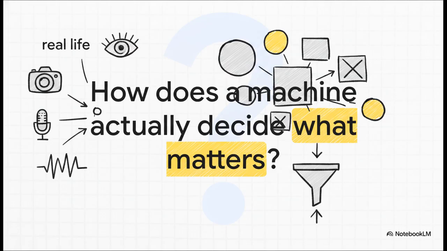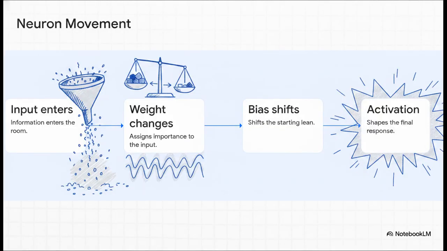But you might be wondering, how does that actually work? If it's just a piece of math, how does it process something from real life? How does it decide what actually matters and what is just background noise? Well, that is exactly the right question to ask, and it works because it follows a highly organized step-by-step movement. It essentially goes like this.